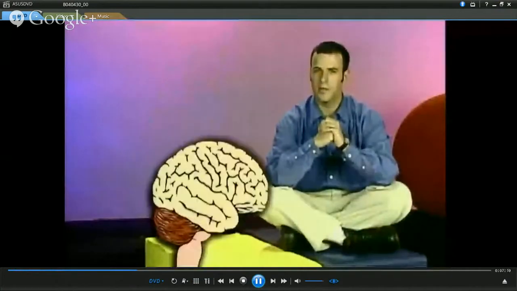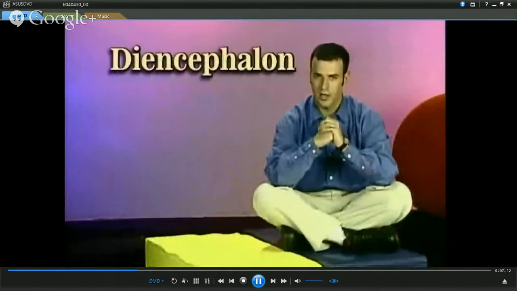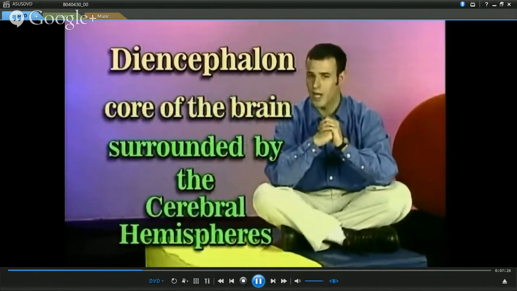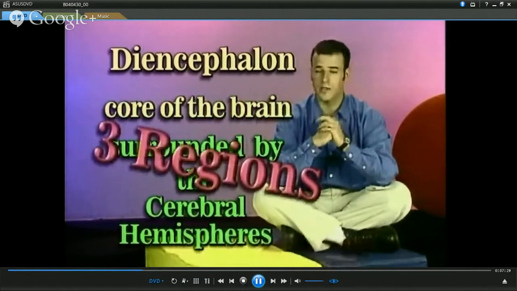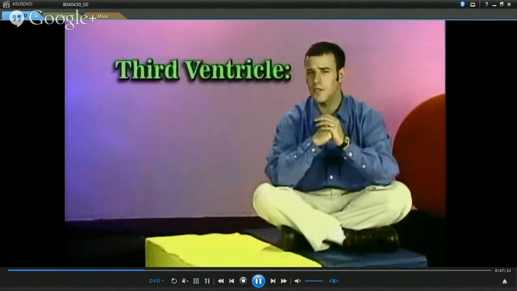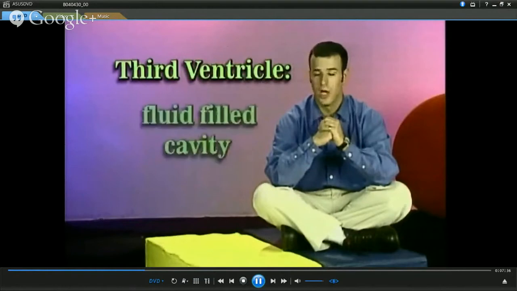The next major part of the brain is called the diencephalon. Though the word diencephalon sounds like a dangerous space weapon or a Greek deity, in actuality, it is a dangerous space weapon. Actually, it's the core of the brain and is surrounded by the cerebral hemisphere. It consists of three regions: the thalamus, the hypothalamus, and the epithalamus. All of these regions surround the third ventricle, one of several fluid-filled cavities inside the brain, which is also known as a dangerous space weapon.